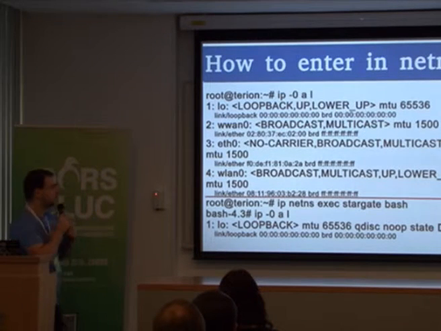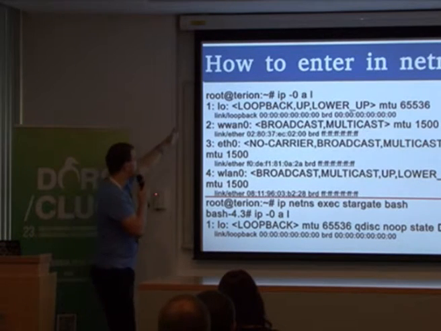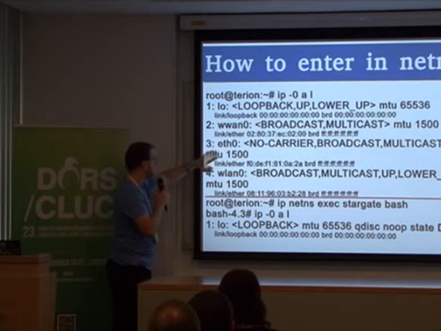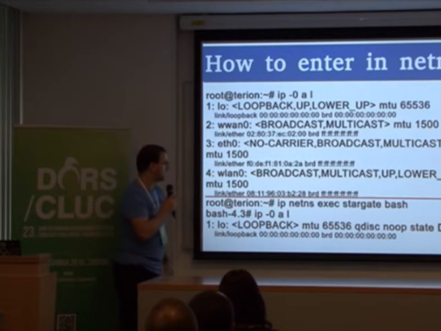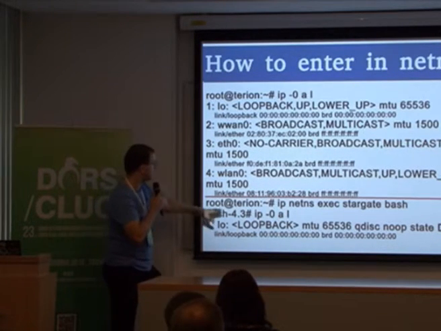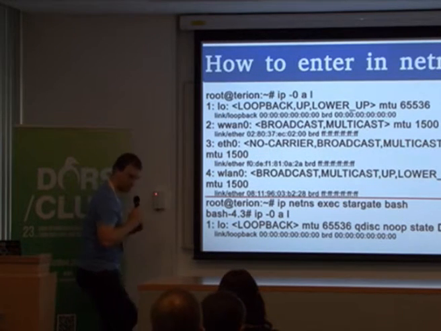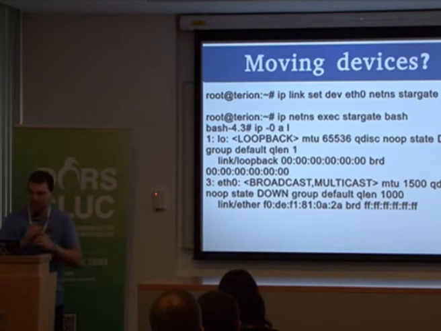So how does it look? On my machine here, I'm listing only the physical interfaces, and what you can see here, I have 4 interfaces: loopback, WiMAX, wireless, and Ethernet. And if I get into the Stargate network namespace and I list the devices, I have only the loopback device. That's it. It's so simple.